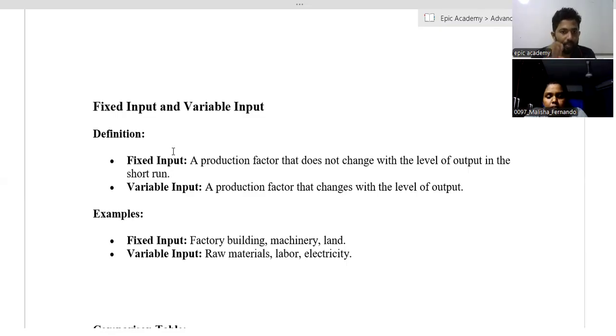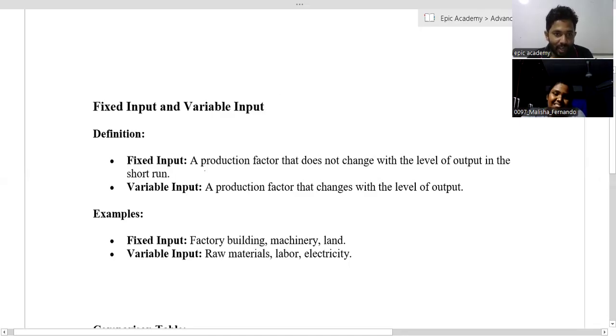Fixed input means a production factor that doesn't change with the level of output in the short run. Do not worry about the short run and long run. I will describe it in a few minutes. We cannot identify each and everything at once. So here you can identify a production factor that is not going to change with the level of output.